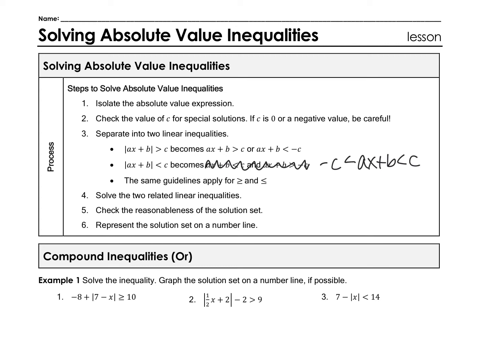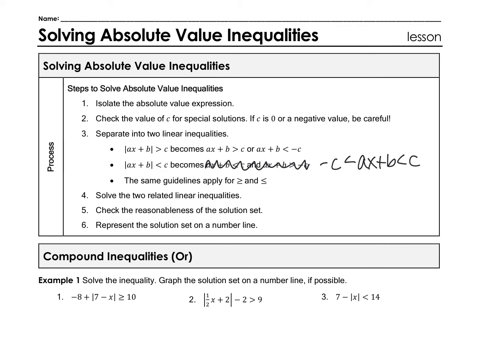Okay, so on this lesson, we're going to be solving absolute value inequalities. The last lesson we looked at, we were solving equations. The difference is we don't have an equal sign. We have a less than, a greater than, less than or equal, greater than or equal. So these are a little different than just a normal inequality.